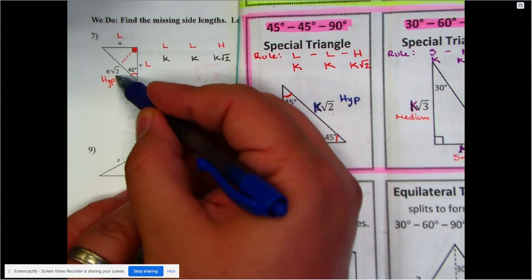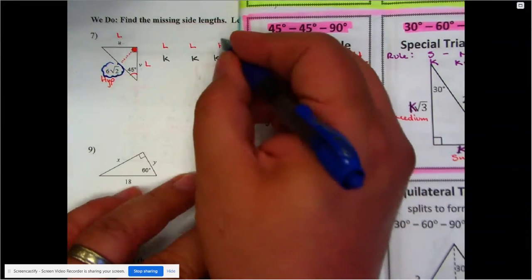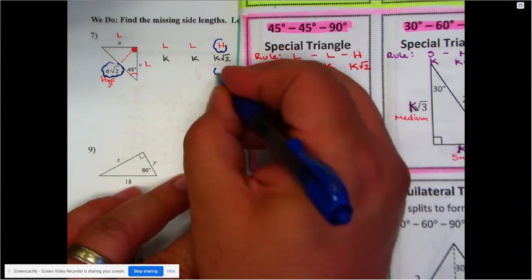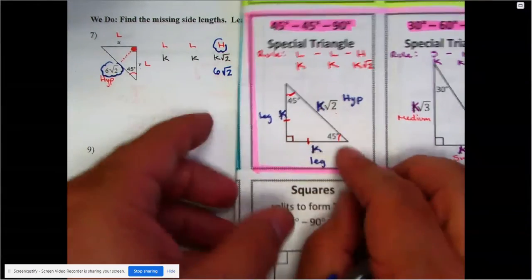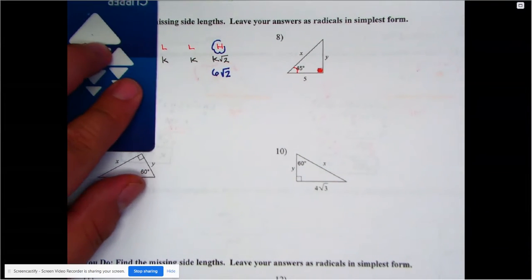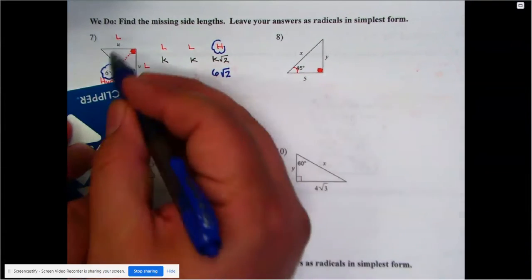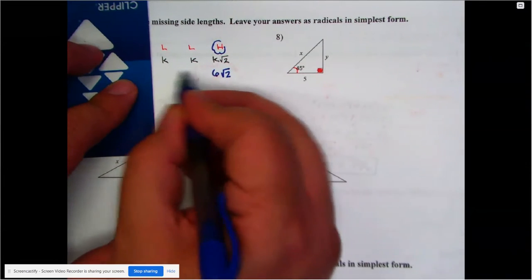Here's the only number I have, 6 radical 2, and it's the hypotenuse. So I will write it right here, 6 radical 2. Now remember, when you're done doing this, we don't need the word wall anymore, so I'm going to cover this up. We don't care about the U and the V yet. My concern is, can I fill out the 2 legs?